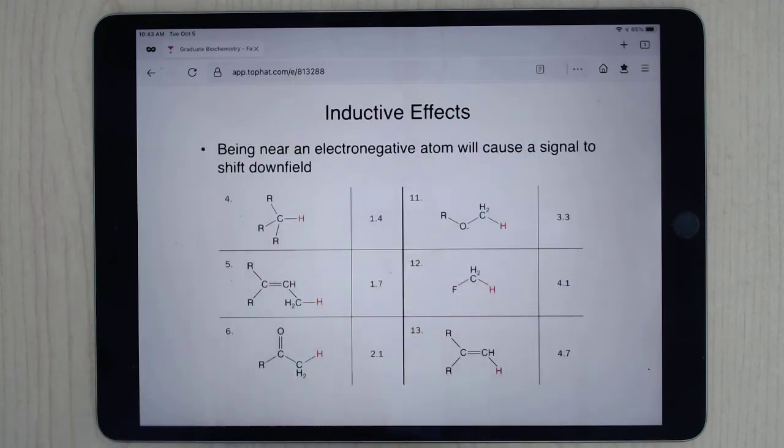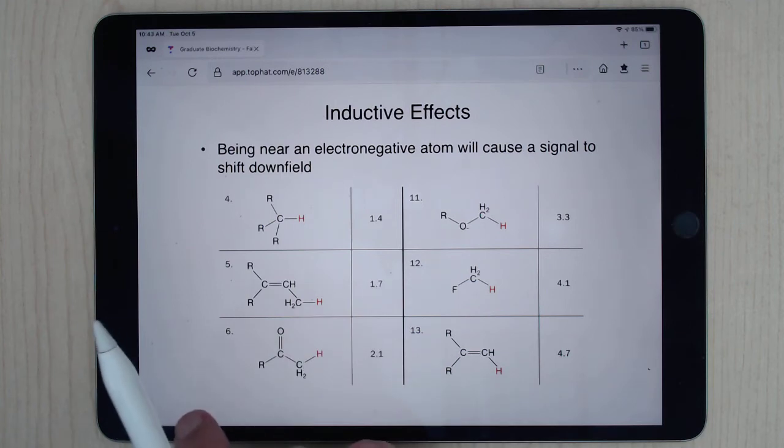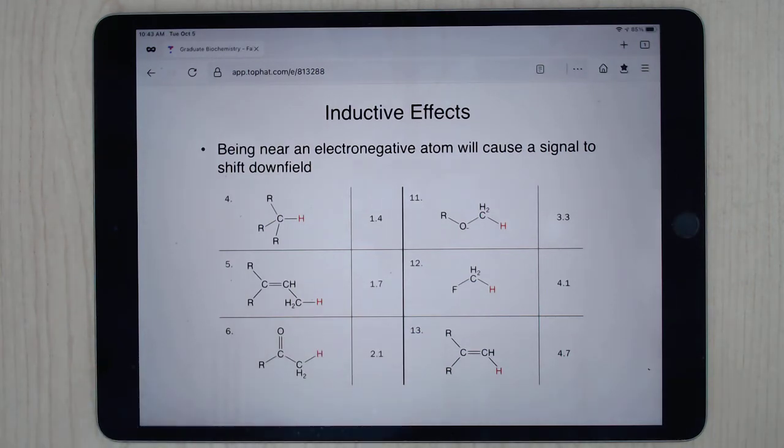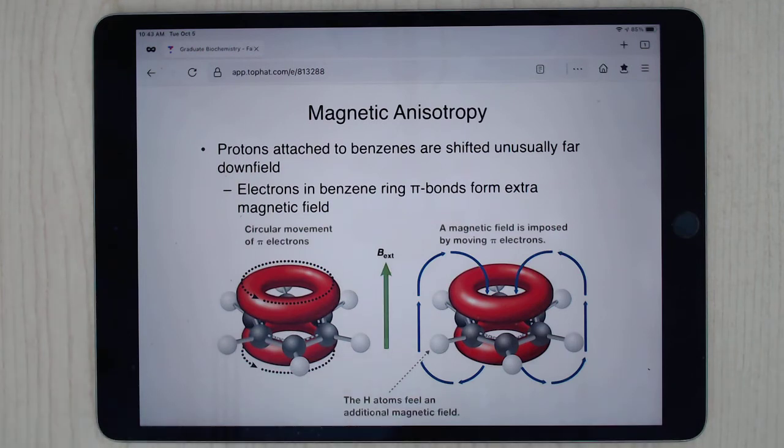This slide is in a slightly wrong spot. It's just talking about the fact that being near an electronegative atom causes a signal to shift to a higher number, downfield. The other thing that happens is this: with benzenes, they're unusually high numbers, right? So downfield quite a bit for what they are.